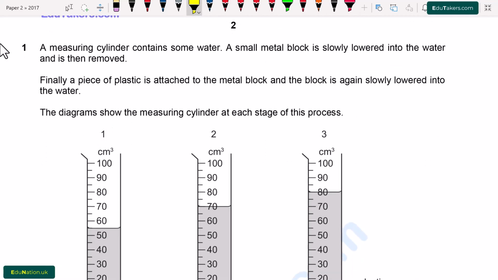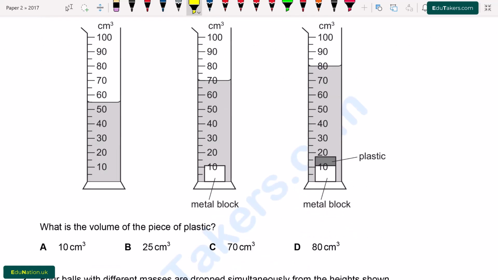Question number 1. A measuring cylinder contains some water. A small metal block is slowly lowered into the water and is then removed. Finally, a piece of plastic is attached to the metal block and the metal block is again slowly lowered into the water. The diagram shows the measuring cylinder at each stage of this process. What is the volume of the piece of plastic?